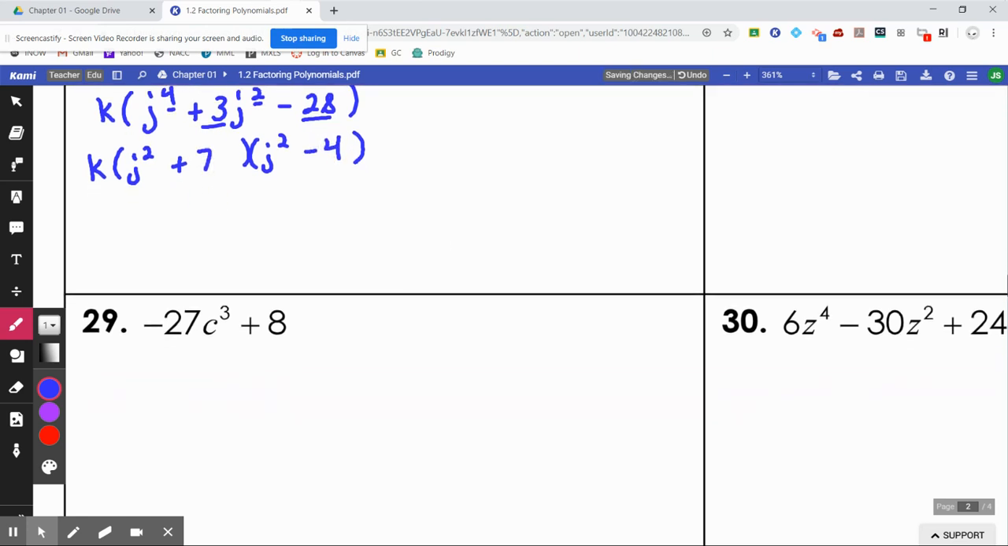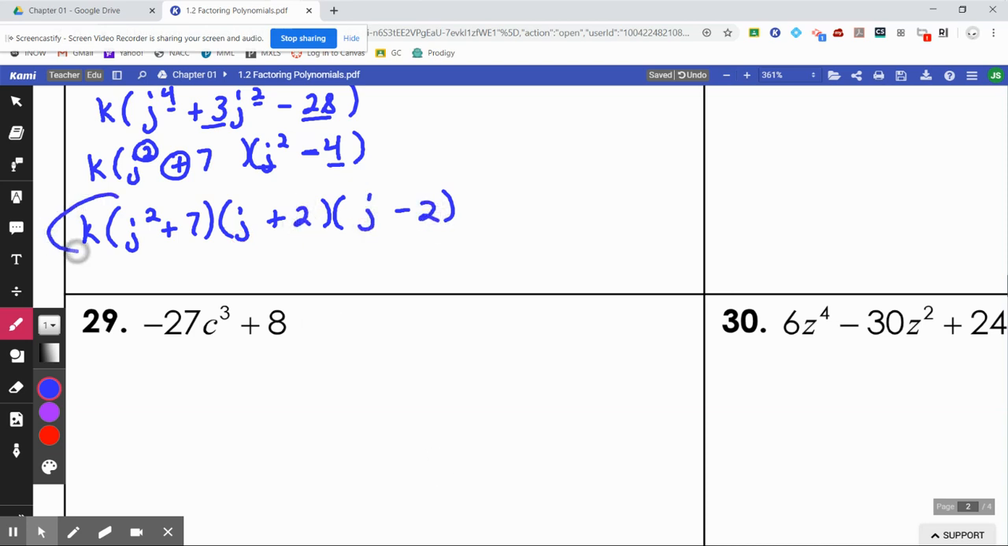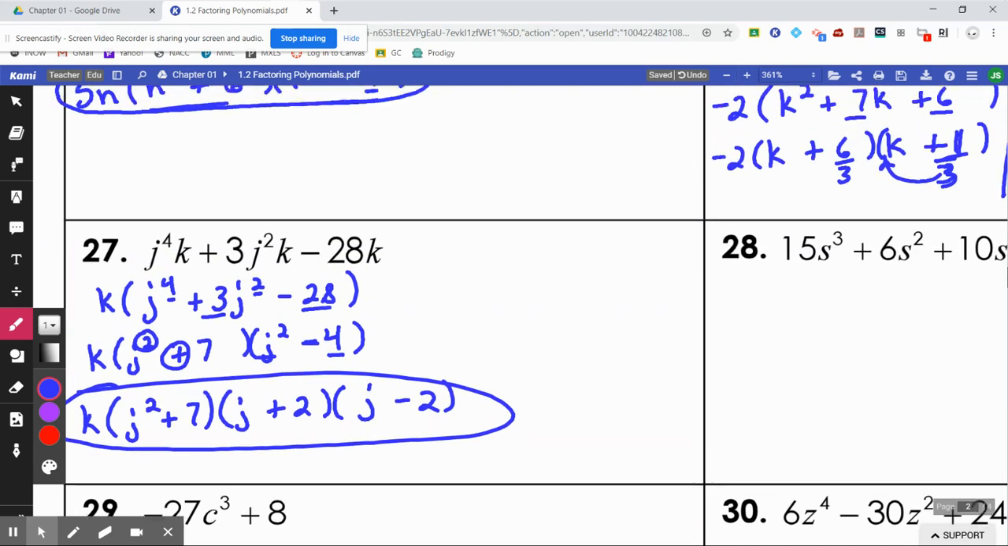Now let's see if it'll factor further. Bring down the k. j squared plus 7. Is it difference of squares? Of course not, because it's plus. Is it sum or difference of cubes? No, because this is obviously not a cube. So j squared plus 7 will not do anything else. However, j squared minus 4 will. Difference, perfect square, factors into conjugates. j, 2, 2 gives you 4. Now we're finished.